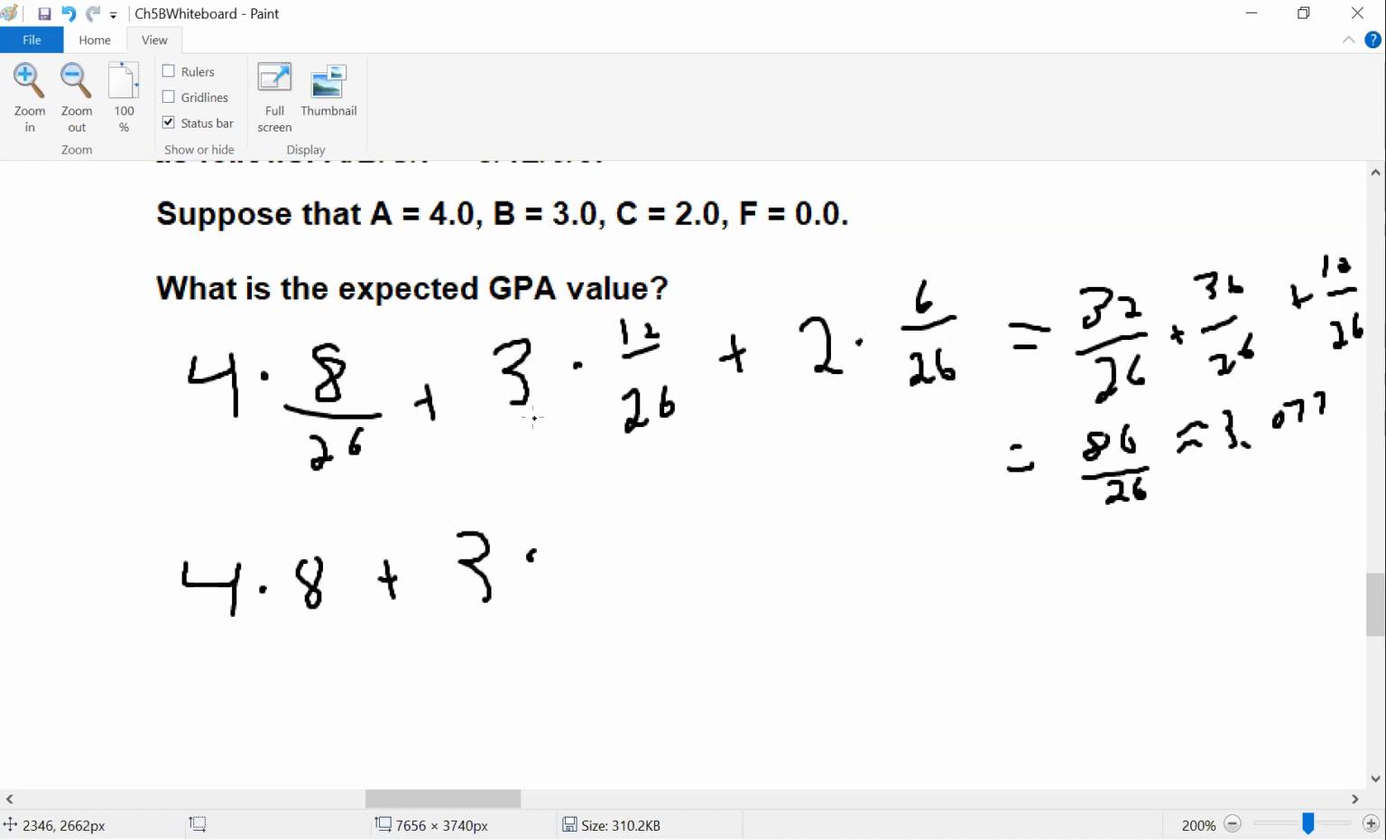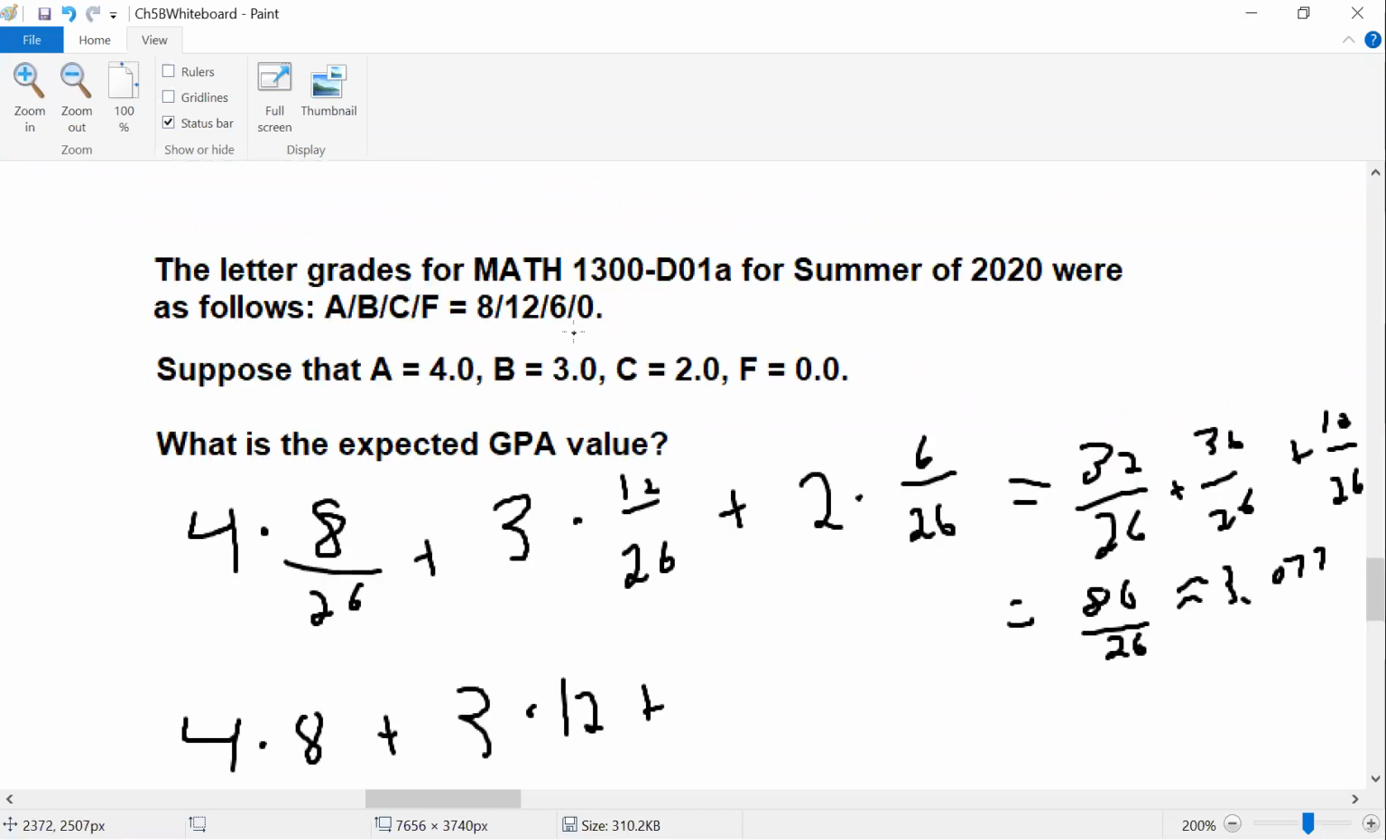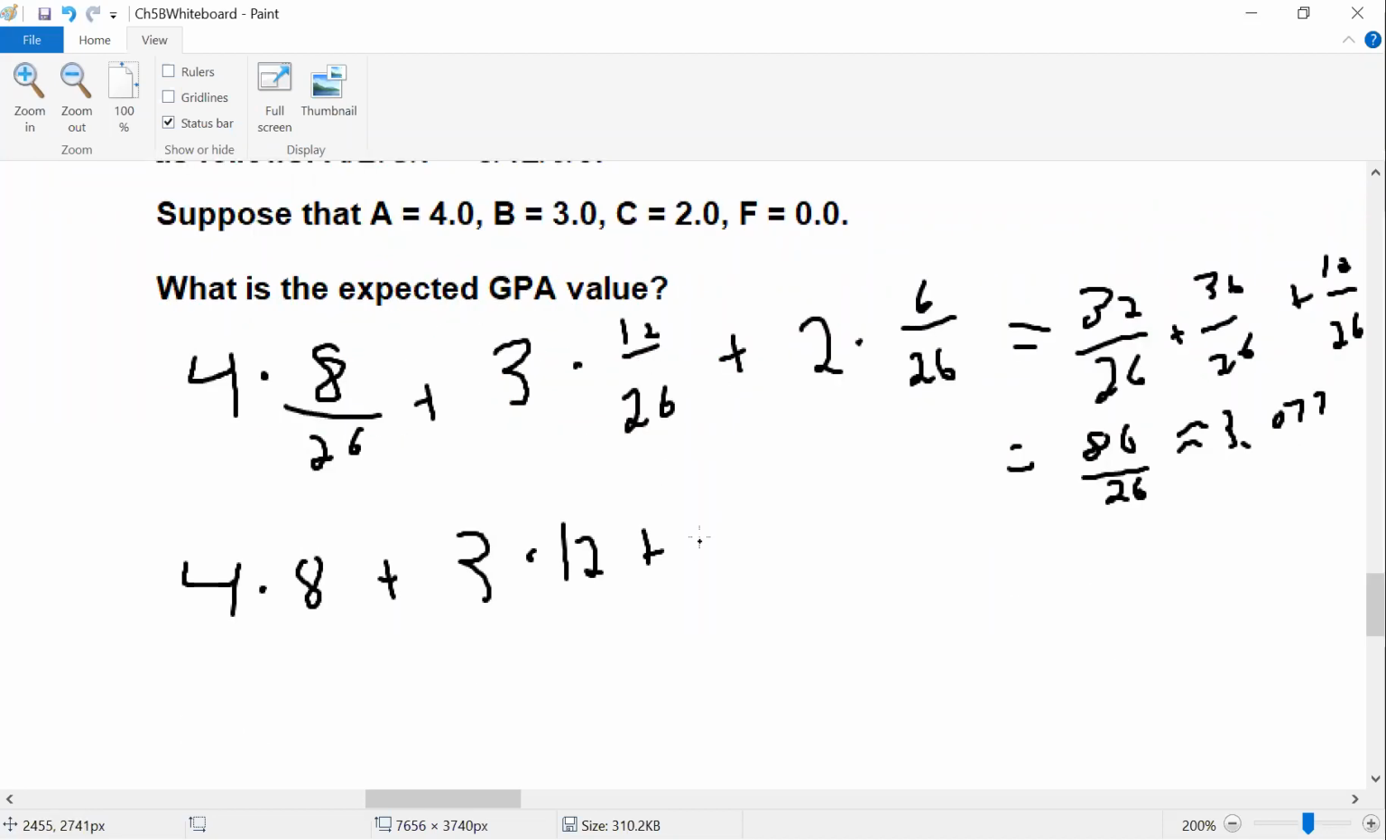Plus 3 times 12 people, plus 6 times our 2.0. So 2 times 6. Think of it, this is all of the GPA points they've earned. So if we divide all the GPA points they've earned by the number of them that there are, that's our mean, which is our expected value. The way we do the sneaky way around it is by using English. Hey, English class finally helps you.